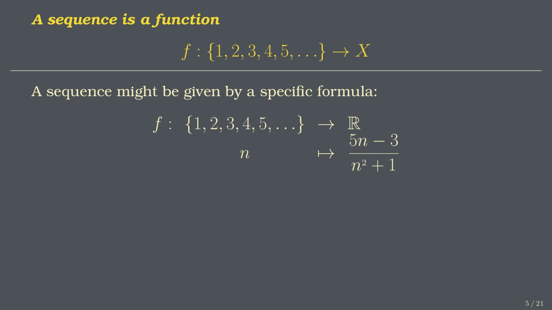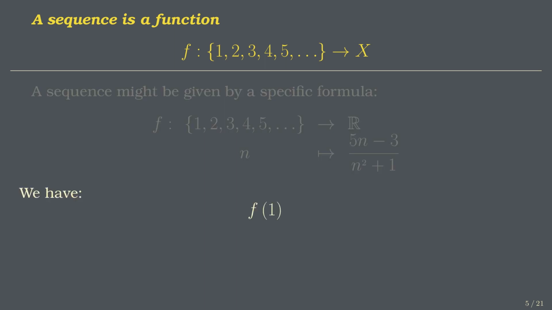That is a very frequent way to give functions. So in this example, we consider the function f from the set of positive integers into R, sending n to (5n - 3)/(n^2 + 1). Then using that formula, you can determine any term in the sequence.